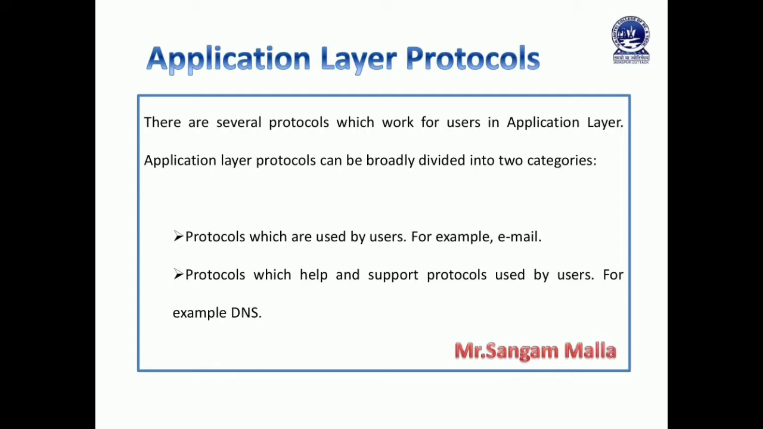The second category is protocols which help and support protocols used by users. That means there are some supporting protocols which actually support different protocols used by the users. For example, DNS. Whenever the user is using email in order to share or retrieve the data, DNS is another protocol which actually governs the use of email by the users. So these are the two categories of application layer protocols.